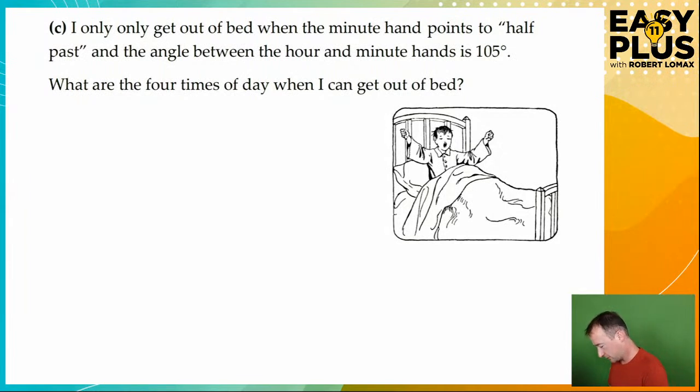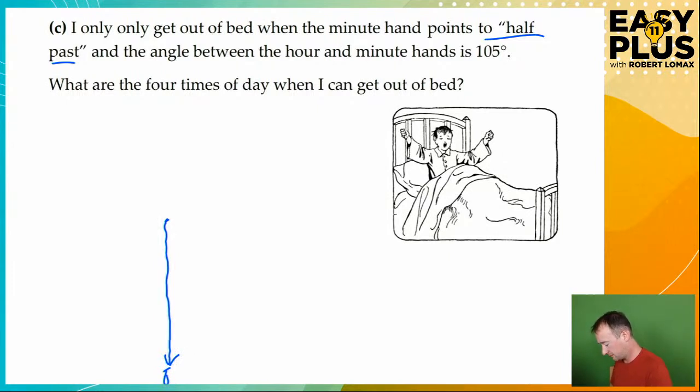Right. Okay, this person only gets out of bed at very specific times a day. When the minute hand points to 6, that is an enormous help because it limits our options so much and it gives us a really straightforward starting point. So let's draw a clock face and let's draw a minute hand that points to 6, and that is always going to be pointing there, so that really makes our life a lot easier.